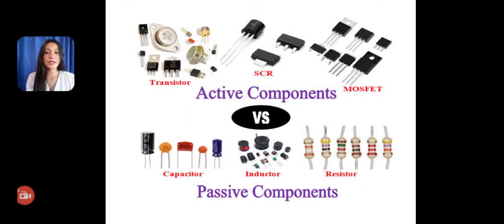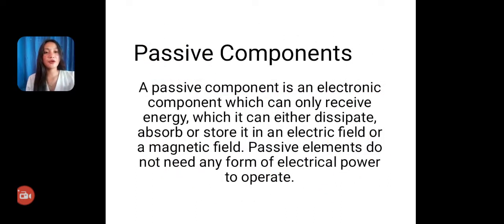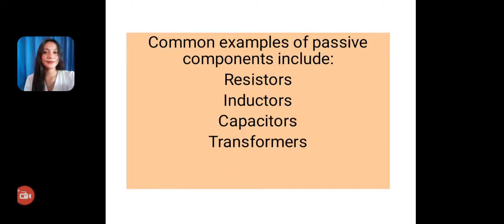Active components versus passive components. A passive component is an electronic component which can only receive energy and is also used as a storage device. Common examples are resistors, inductors, capacitors, and transformers.